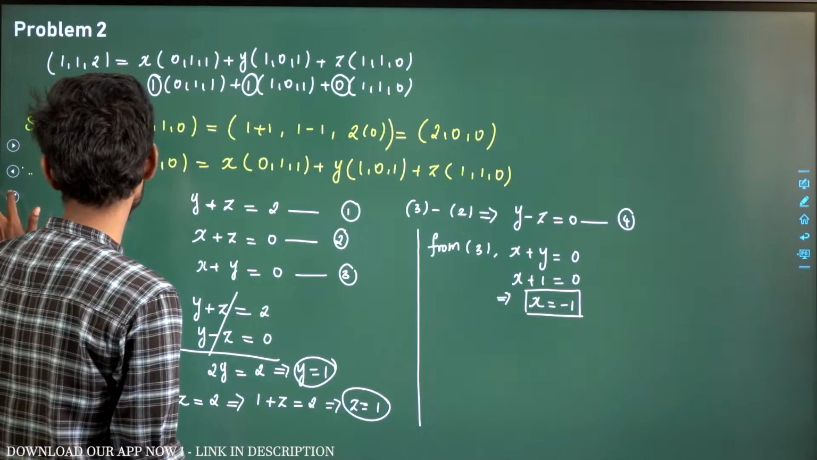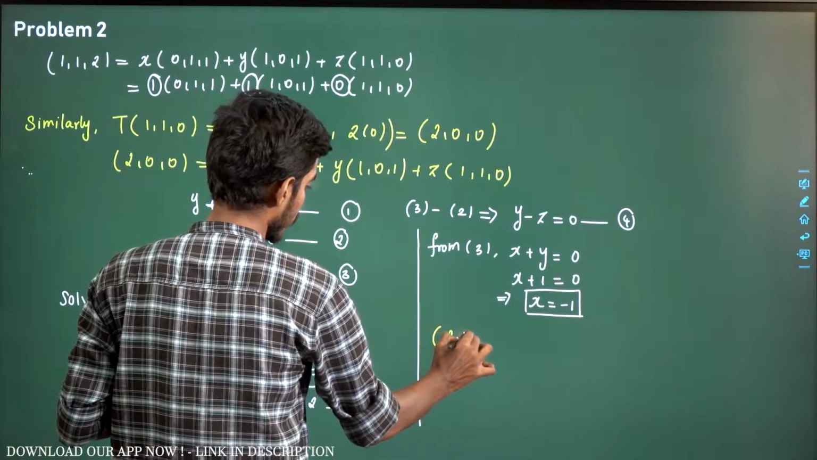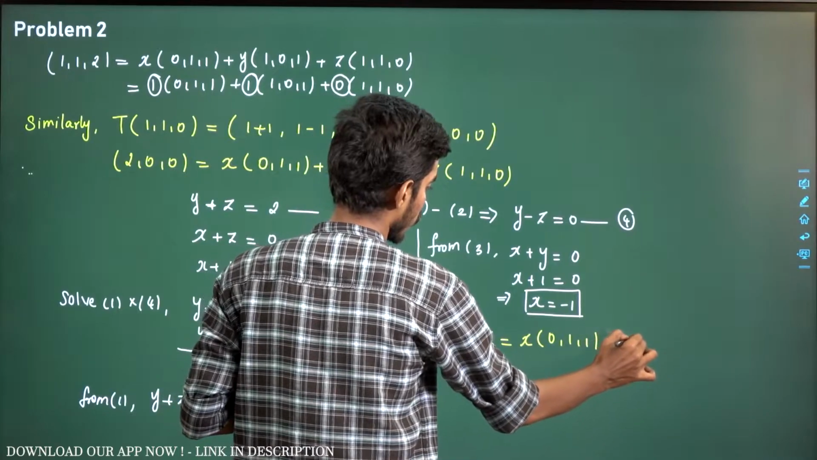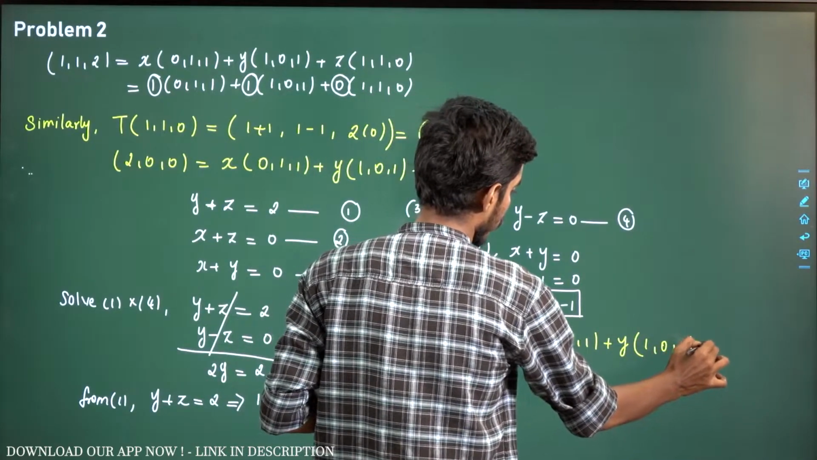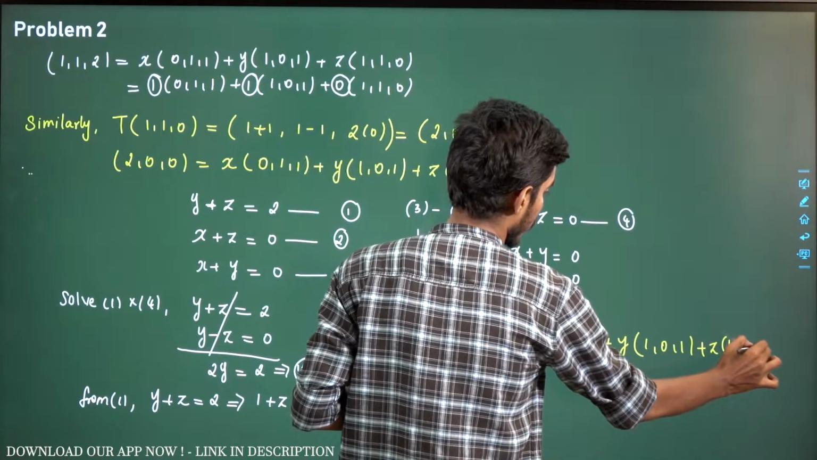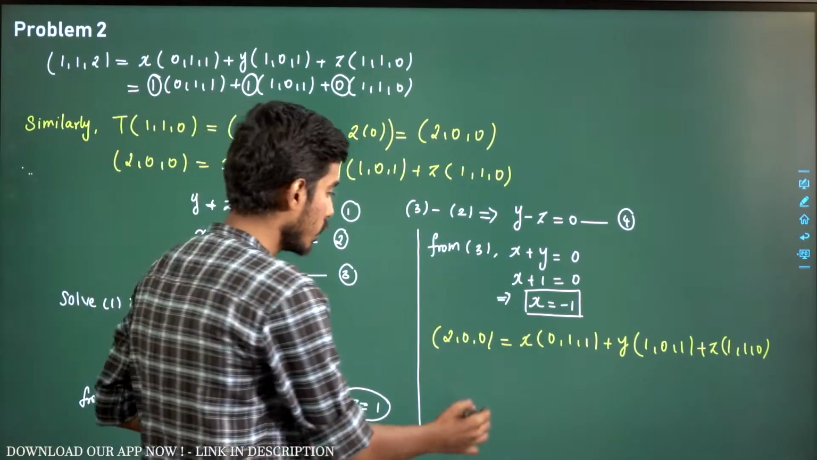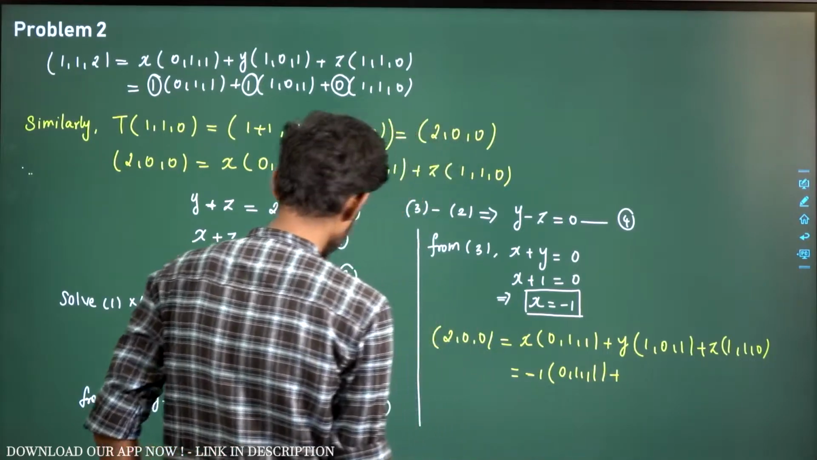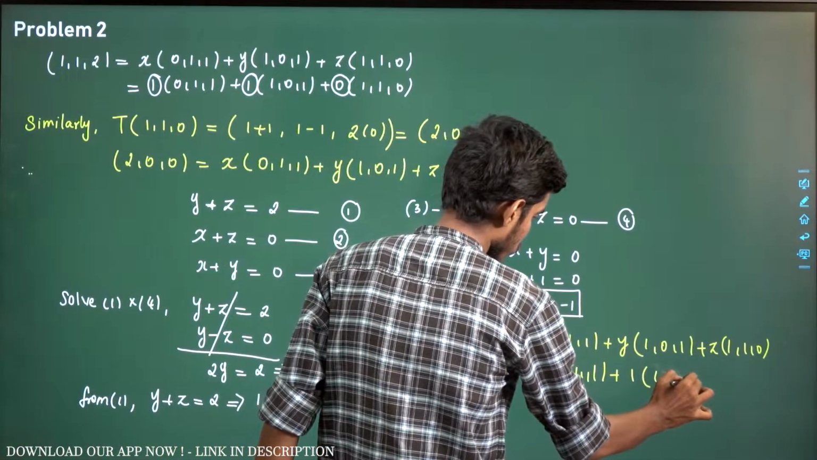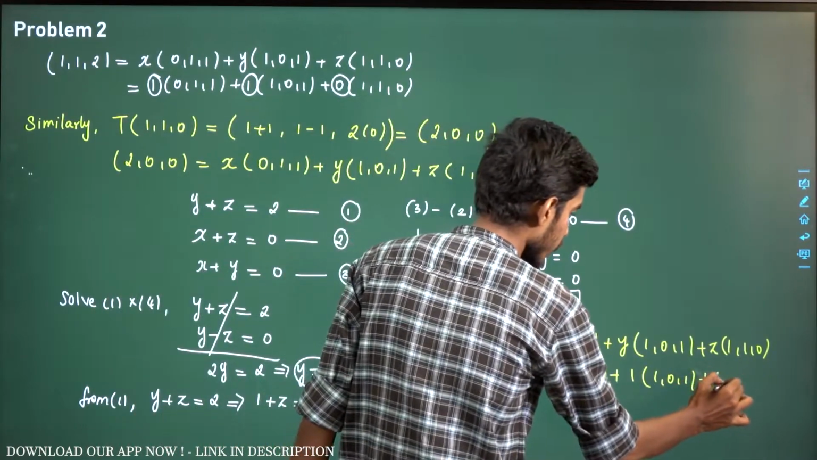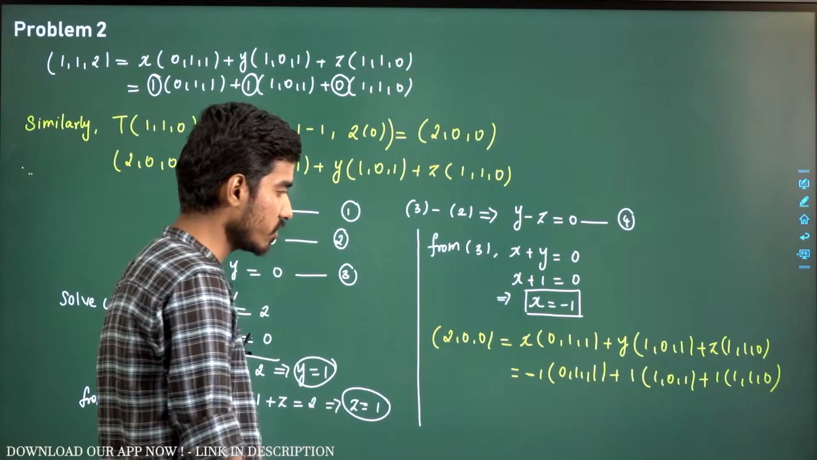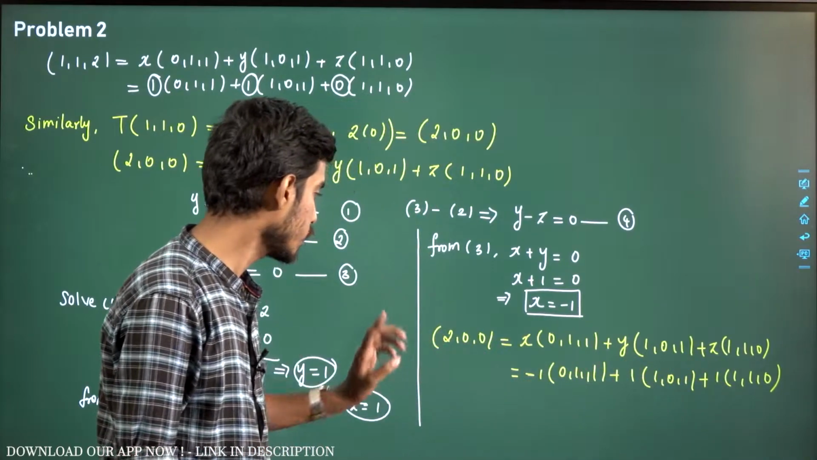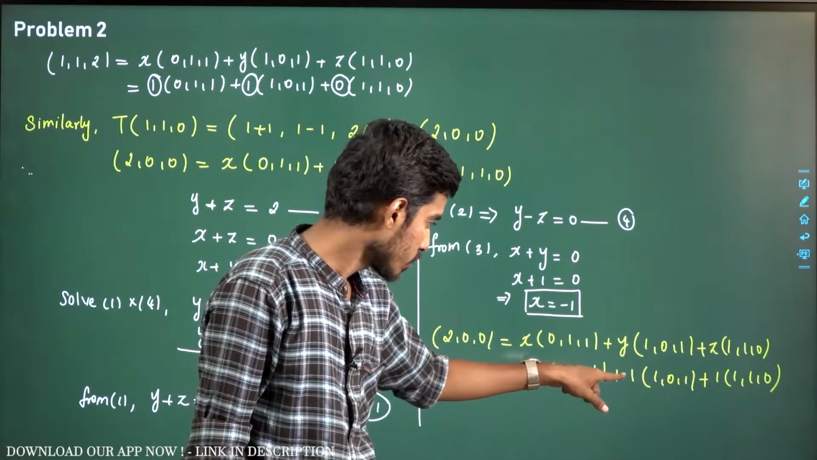Therefore, this 2, 0, 0 can be written as x times (0, 1, 1) plus y times (1, 0, 1) plus z times (1, 1, 0), right? And x is minus 1, times (0, 1, 1). And y is 1, times (1, 0, 1). And z is again 1, times (1, 1, 0), right? You can check whether this is correct or not. Minus 1 into 0 is 0. 1 into 1 is 1, 1 into 1 is 1. So 1 plus 1 is 2. So we have 2 here. Minus 1 into 1 is minus 1. Here we have 0.